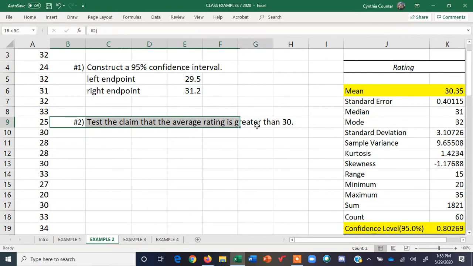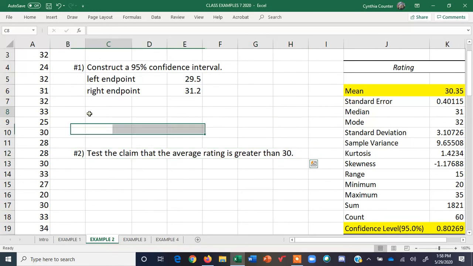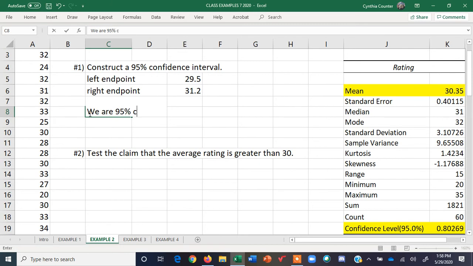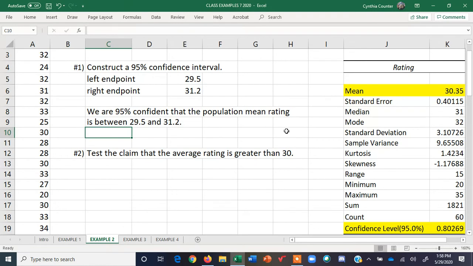Let me go ahead and move this a little bit out of the way so that I can write my sentence. We are 95% confident that the population mean rating is between 29.5 and 31.2. Notice there are no units here, it's just a rating, so we are finished. Between 29.5 and 31.2, not necessarily greater than 30.